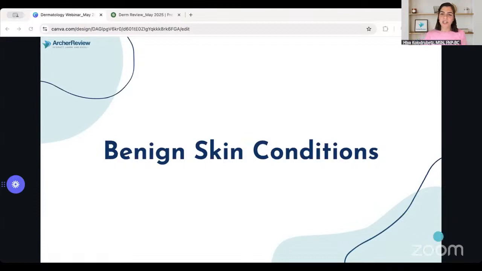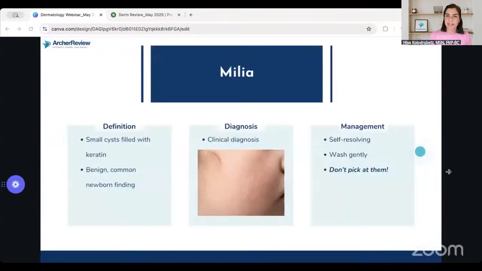All right, so let's jump into those benign skin conditions. So this is going to be really helpful if you're seeing those pediatric patients, right? Milia. What is milia? This is really common in that newborn skin. Typically, we'll see this in those first couple of weeks of life. Those are those tiny white, pearly white bumps. Mostly you'll see it on the face, but you can also see it on the upper trunk and the extremities as well. And every once in a while, maybe you'll see some on that genital area. And these are basically just cysts filled with keratin.